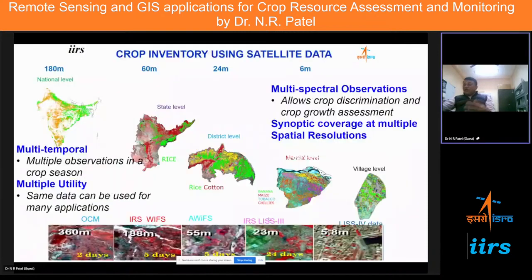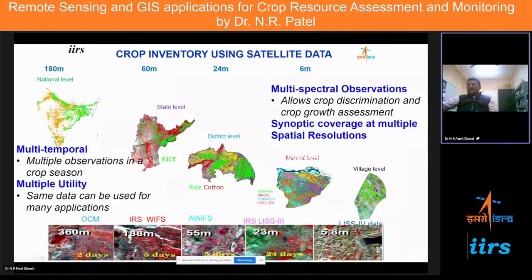Now let's look at how we can decide what kind of satellite data to be used, what kind of information they provide, and what spatial resolution data to be used at what level of mapping. Particularly in agriculture, suppose you need a generalized map of where agriculture area is. You can do it even with coarse resolution satellite data like OCM or earlier AVHRR data or MODIS data at 250 meter resolution. You can map where agriculture is.